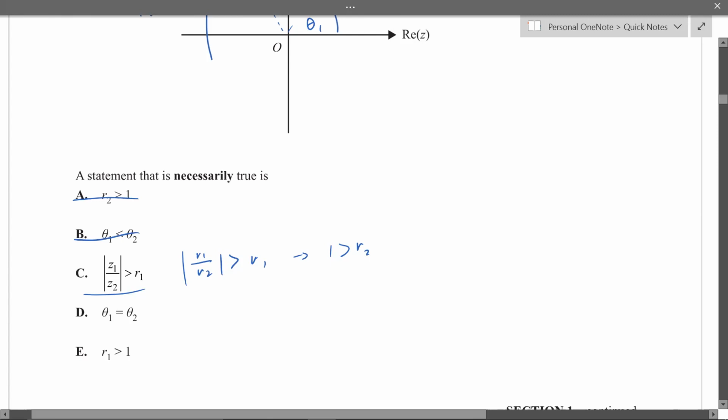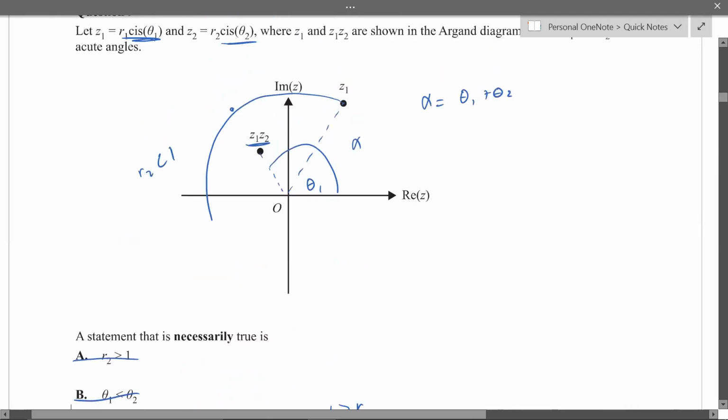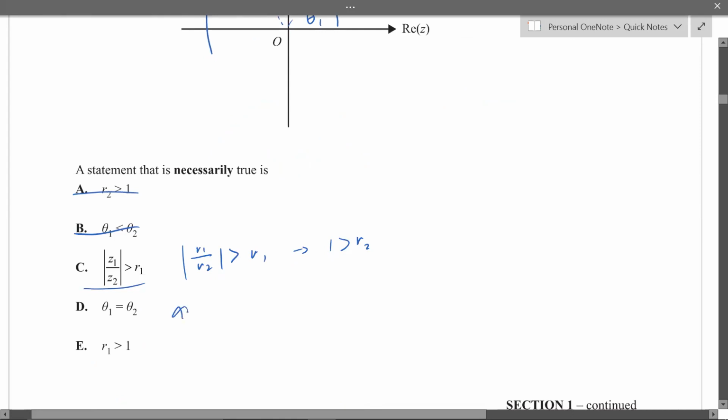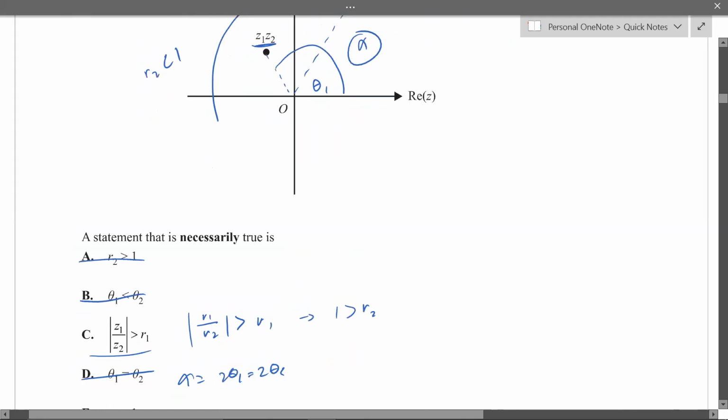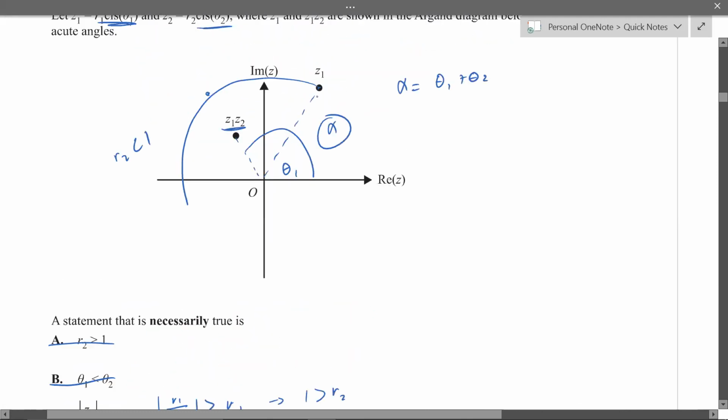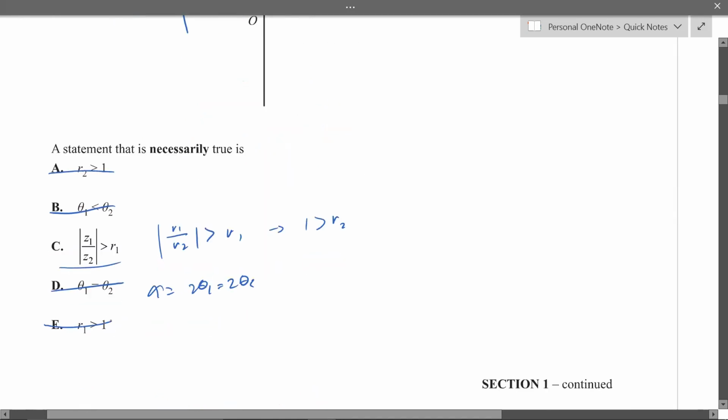And you know D is also not correct because we don't know anything about alpha. We don't know how much this is. So we don't know if alpha is 2 theta 1. So we don't know D. And E, R1 is greater than 1. We don't know that because we don't know what this length is. It could be 0.7. We don't know what the R is. It's not E. So by elimination, you get C. But also, if you simplify it, you also know that it's C.